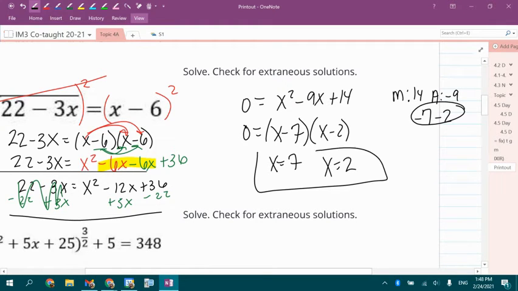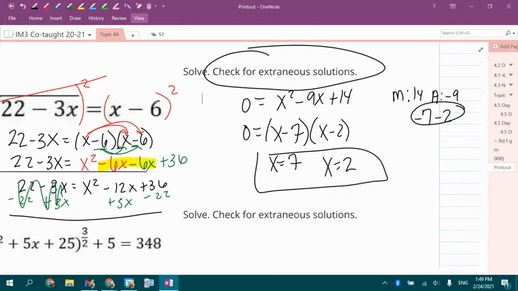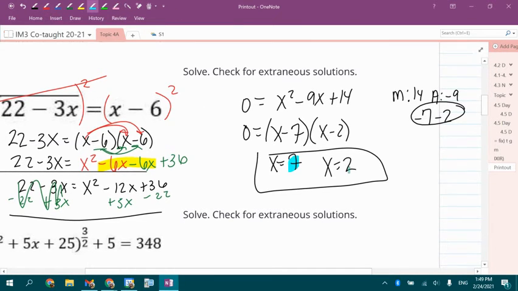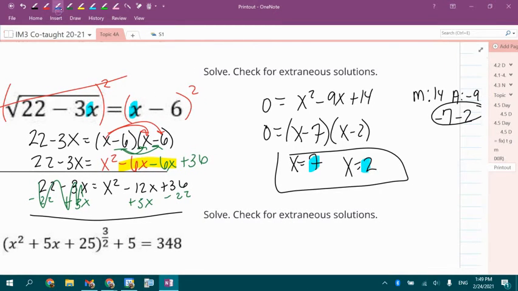Now, I normally would be like, yes, we're done, okay? But it did say to check for extraneous. When that happens, there's most likely going to be one that you can cross off. Not all the time, but sometimes. So what you have to do in blue is take both of these and plug them in to see if they work, okay? And I know it's a lot of work, but take your time, okay?